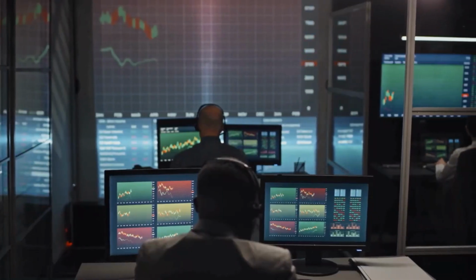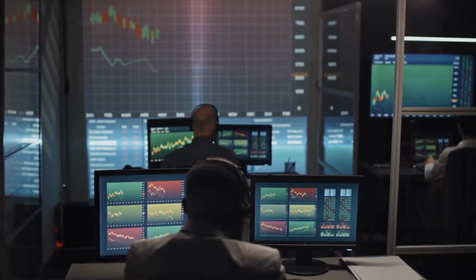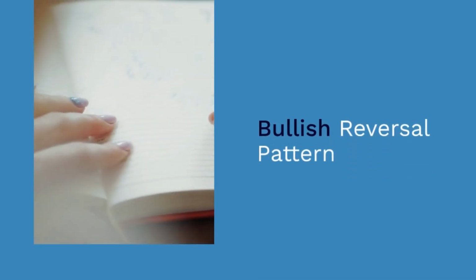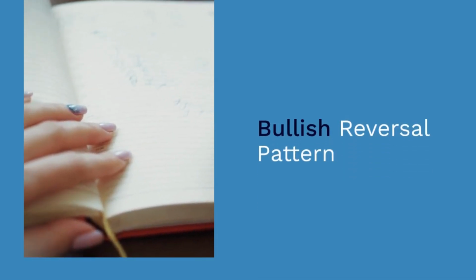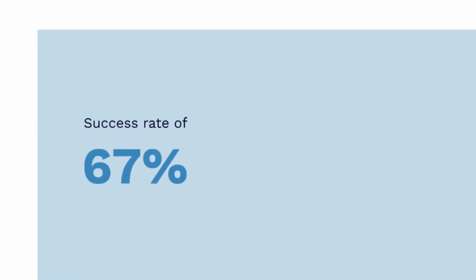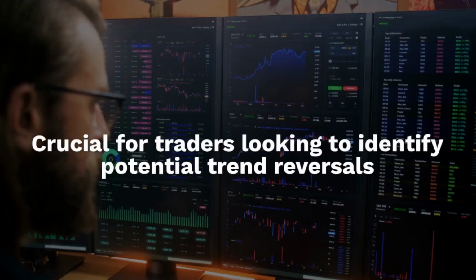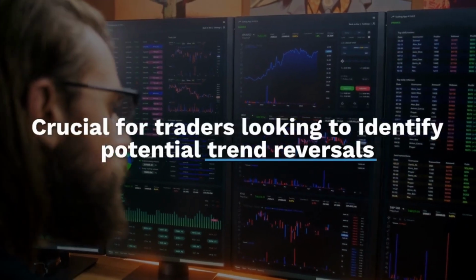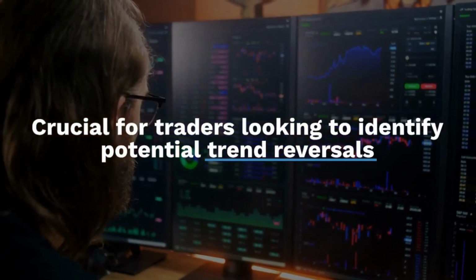The inverted hammer candlestick pattern is a single candle formation. It's a bullish reversal pattern, often signaling the end of a downtrend. With a success rate of 67%, it indicates that bulls are beginning to take control. This pattern is crucial for traders looking to identify potential trend reversals in the market.